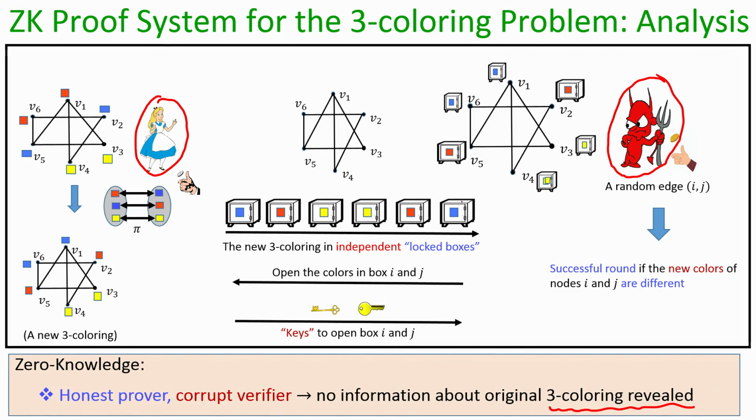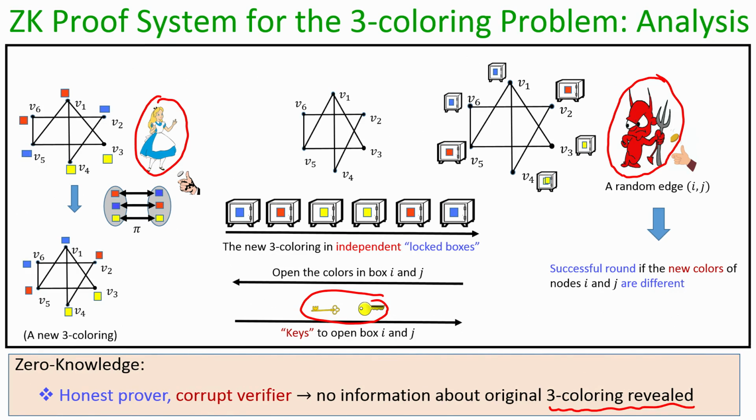This is because in the first round, he is seeing the new 3 coloring, but not the exact new 3 coloring; rather the verifier is seeing the new colors assigned to the vertices in the graph, all of which are kept in the locked boxes. And only a pair of locked boxes is opened by Alice in the third round in response to the challenge thrown by our verifier. So, even if the verifier sees the color of the node i and the node j, they correspond to the new 3 coloring, and it learns only the colors for the ith node and the jth node, but not the entire new 3 coloring.